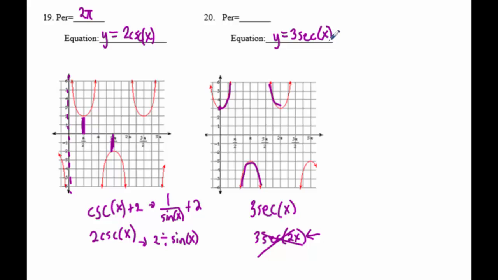And so that's why we highlighted on our paper and said, well, what's a period of secant? It should be the first or the second half of this U, and the first half of this U is one secant curve, and that's happening by 2 pi.